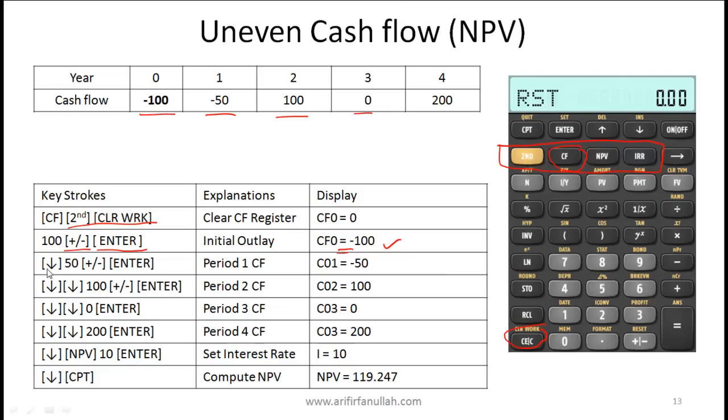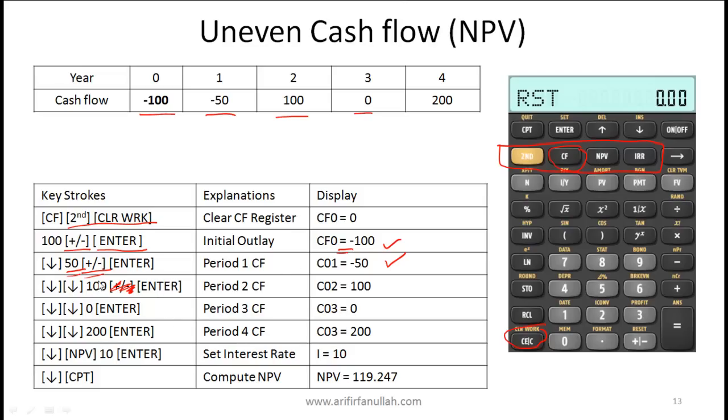Then hit the down arrow and enter 50 for the next entry. That's also a negative number, so put in plus minus, enter. That's your period 1 cash flow. Then using the same logic, you enter your period 2 cash flow. There should not be any plus minus over here. So enter your period 2 cash flow.